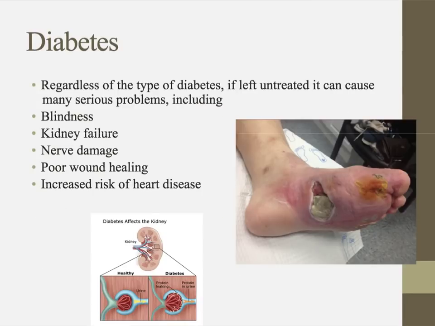Regardless of the type of diabetes, if left untreated, it can cause a lot of serious problems. Diabetes is the number one cause of blindness and of kidney failure. So remember, the kidneys are responsible for filtering out and having the body reabsorb some of that glucose through the nephrons of the kidneys. If you're asking your kidneys to do that on a constant basis, that could cause your kidneys to fail. Same thing, nerve damage, poor wound healing, which we're seeing here, often results in amputations and an increased risk of heart disease.